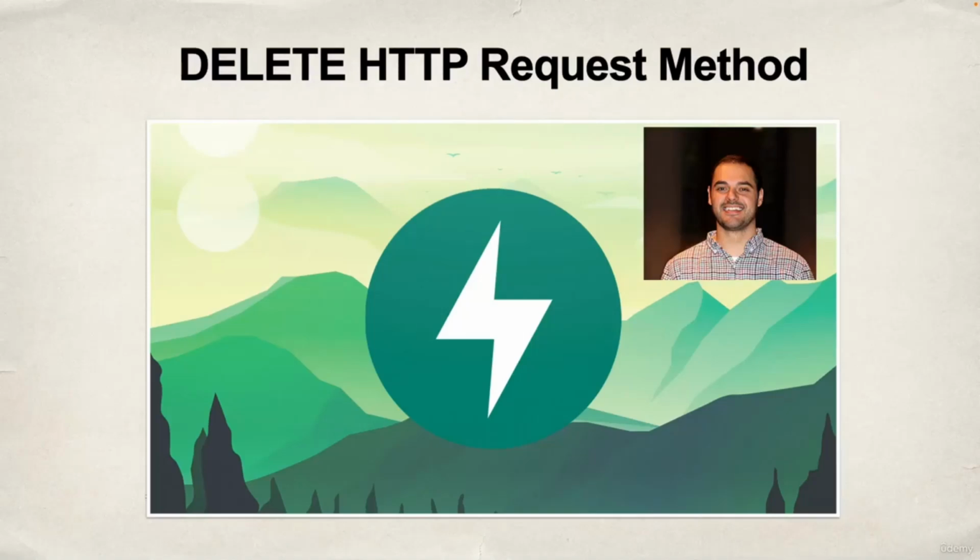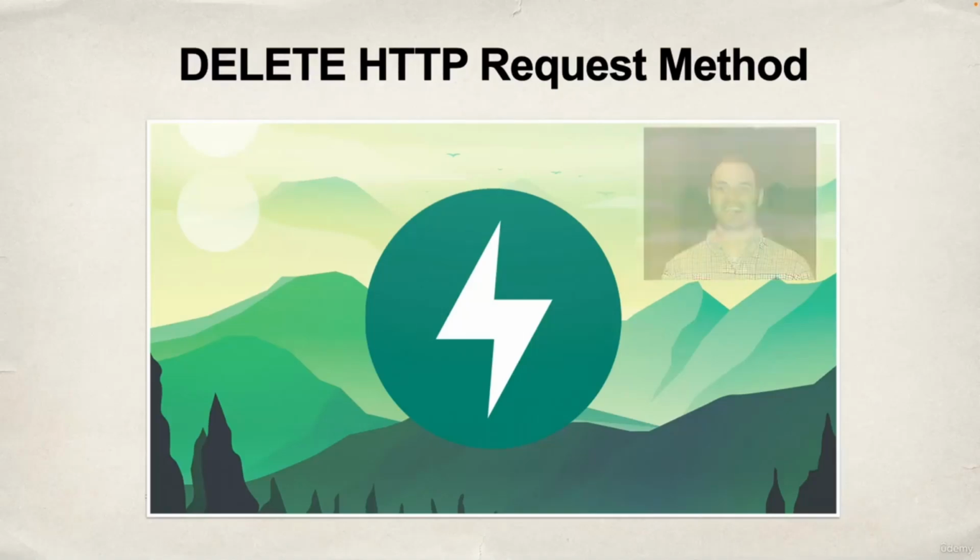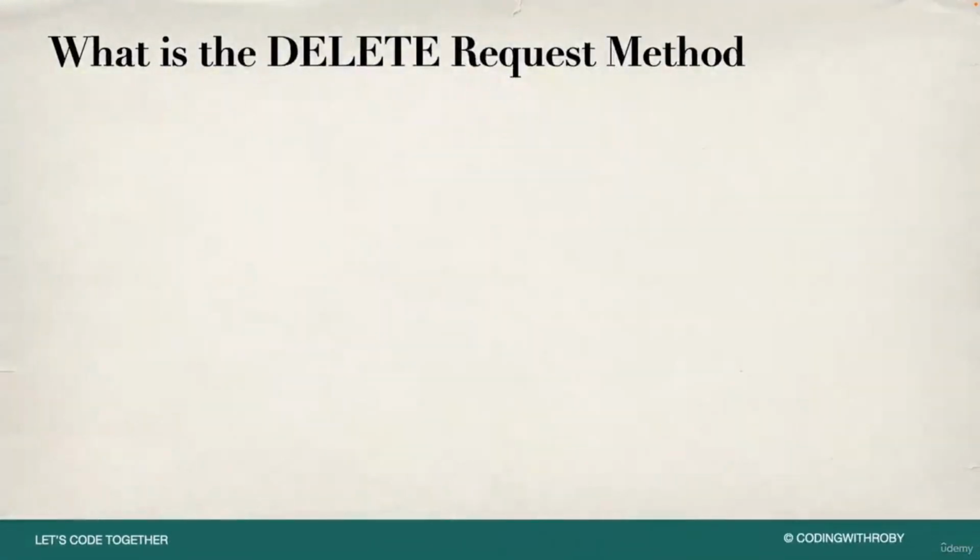All right, so we're almost done with project 1, where we've gone over get request methods, post request methods, put request methods, and now we're going to go over delete request methods. So what is the delete request method? Well, if you had one guess, you'd probably get it right, and it's used to delete data.